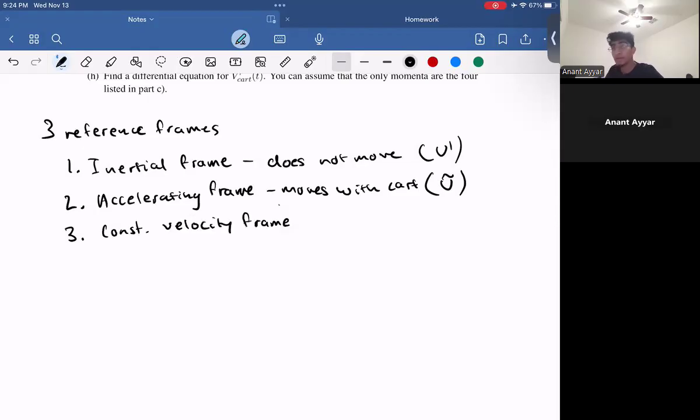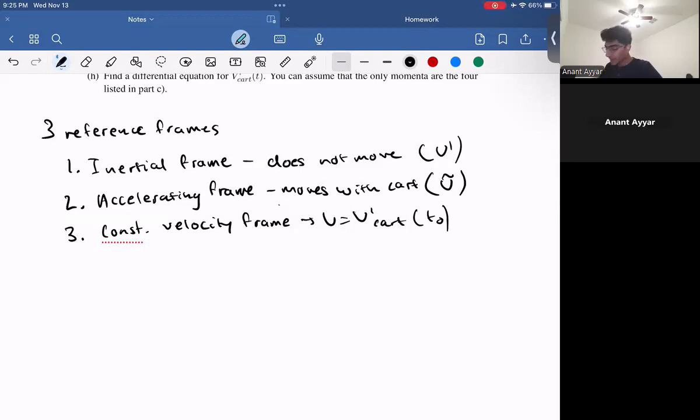And this moves at a speed V equal to the velocity of the cart in the inertial frame at time 0. And that's given. So that's the main things we need to think about. So when someone during the actual session asked a question, when do we use each of these 3 frames, or how do we know when to use it?